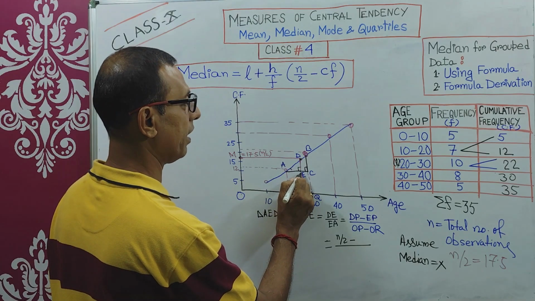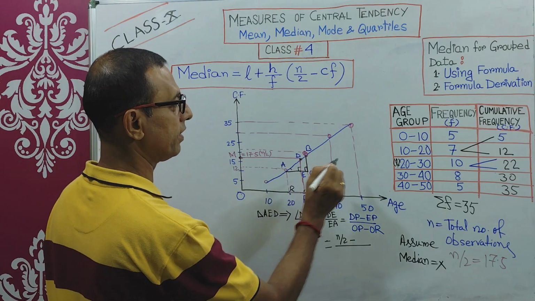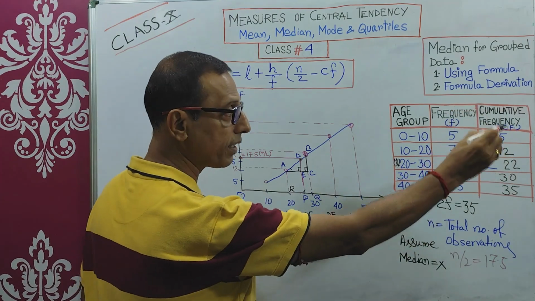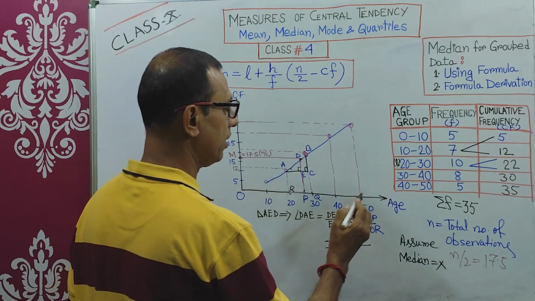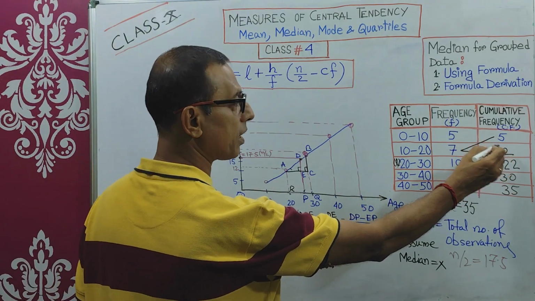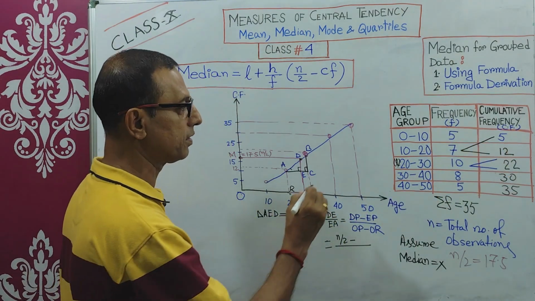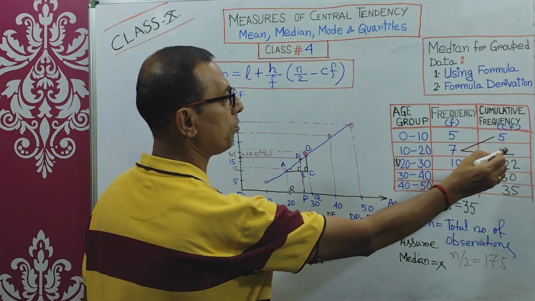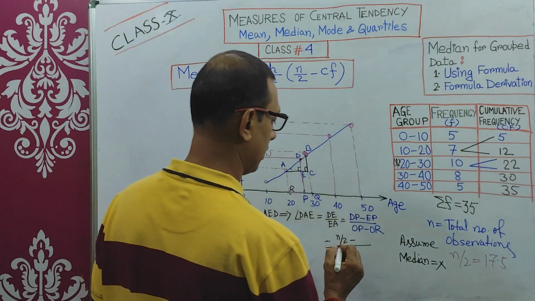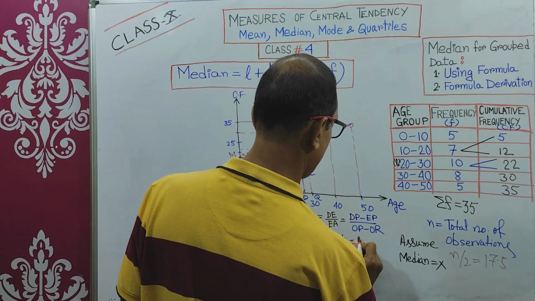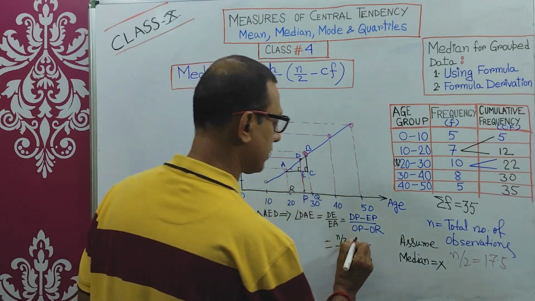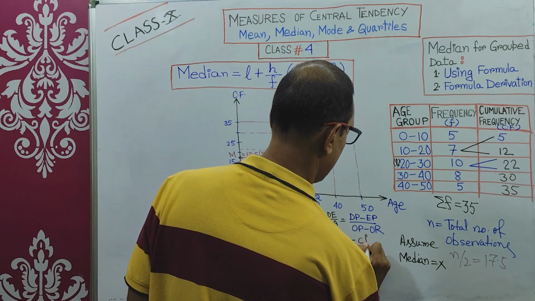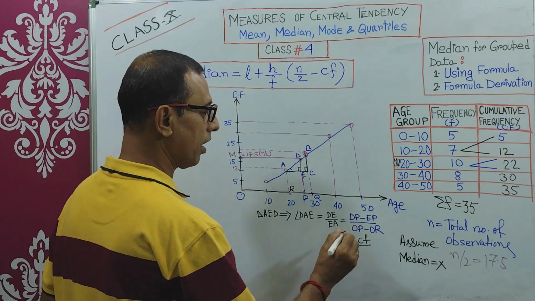EP is nothing but 12. What is 12 here? Because we have plotted their values from here only, and then we are proving this, right? So EP equals 12. 12 is the cumulative frequency of the preceding median class. That means, this is not PCF, you can say pre-CF, or it is CF just. It is CF.